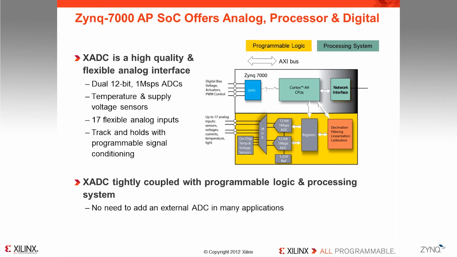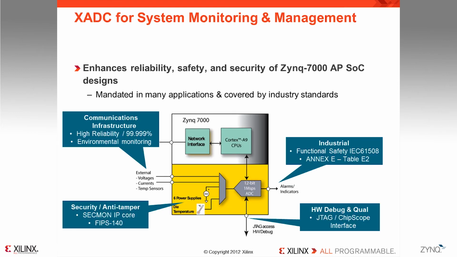And once you have your ADC measurement into the registers, you can use the programmable logic to do all sorts of cool things like filtering, calibration, oversampling, and linearization. The XADC is tightly coupled with the programmable logic, shown in yellow, and the processing system, shown in the green blocks in the gray background. And once you've integrated all the different functions with the Zynq 7000, there's no need to add an external ADC in many applications. Now let's take a look at why AMS is a good fit with Zynq for system monitoring and management applications.